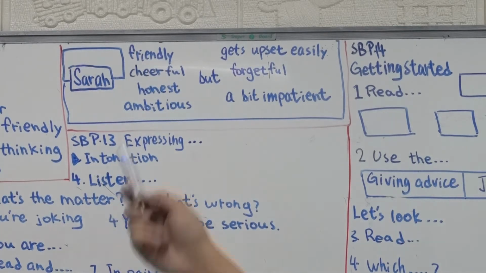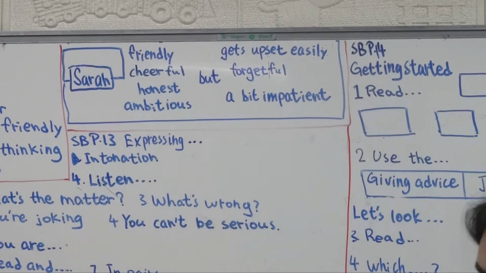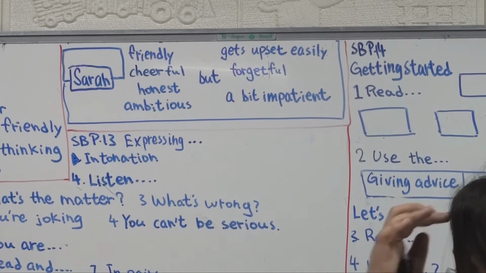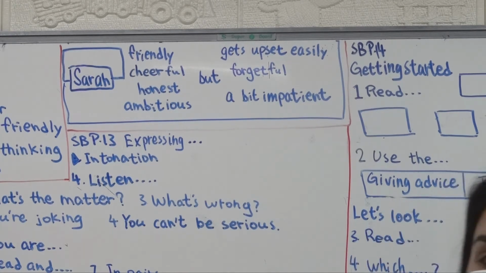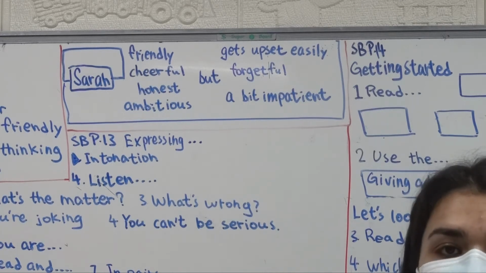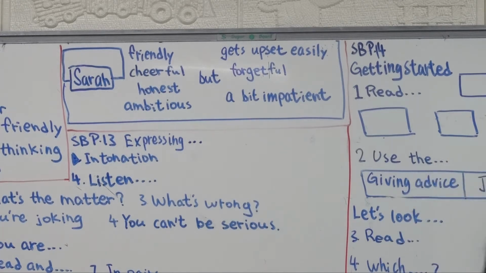So ambitious. Do you know what is ambitious? For example, if you have an ambition, just like, for example, I want to be a doctor, you will be ambitious about it, you will study about it, you will do whatever you can, and you will be a doctor. That's called ambitious. All right?